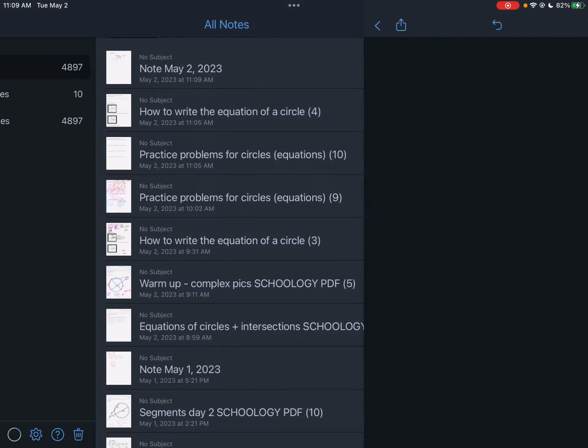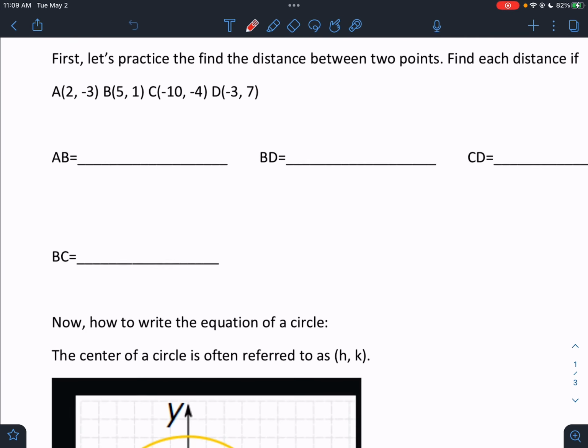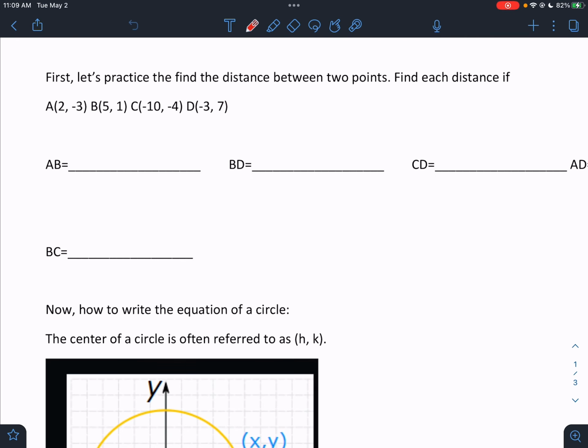So let's go practice that a little bit. Highly recommend you practice it without me. But it says find each distance, and I prefer if you try to do this without a calculator. So I'm going to go through all of these. A to B is the first one.